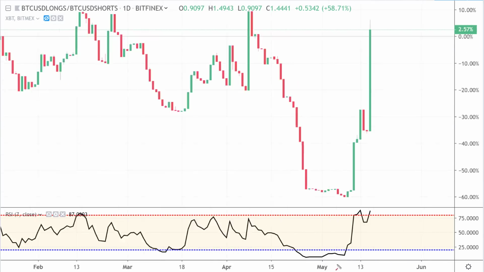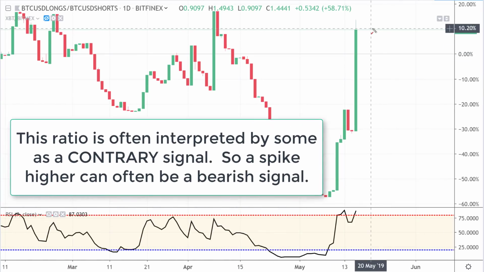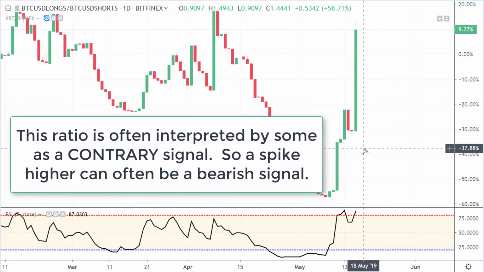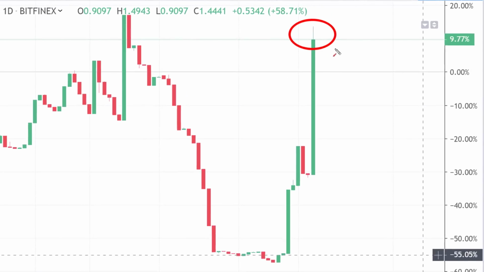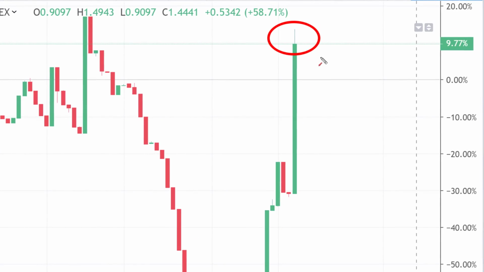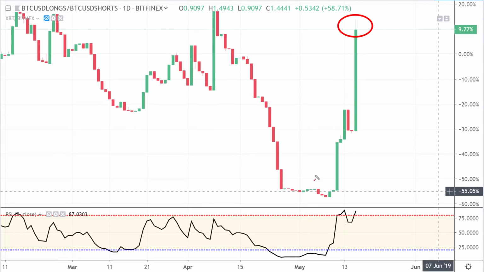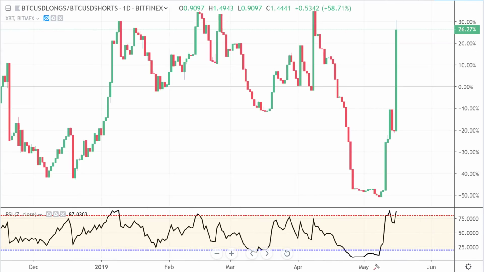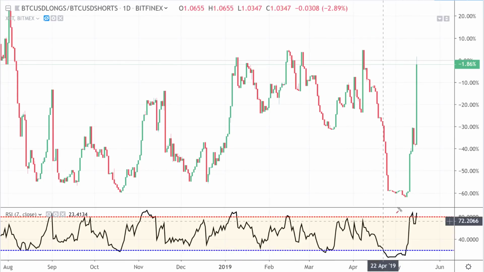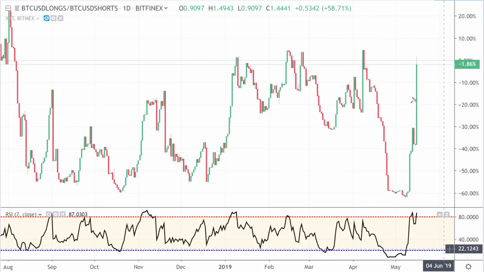There are some people in the crypto space who seem to interpret this as a contrarian indicator. In other words, as a contrary signal. In other words, the higher this goes and the more it spikes higher, the more likely it is that it's potentially a bearish signal for Bitcoin, especially when we go from extreme lows to extreme highs with overbought signals on the RSI. In fact, as you can see, by the way, you can see how it's gone from one extreme low and now gone back to another extreme.